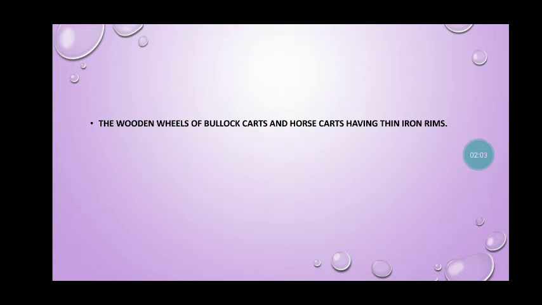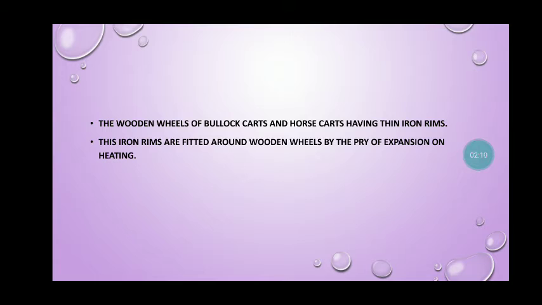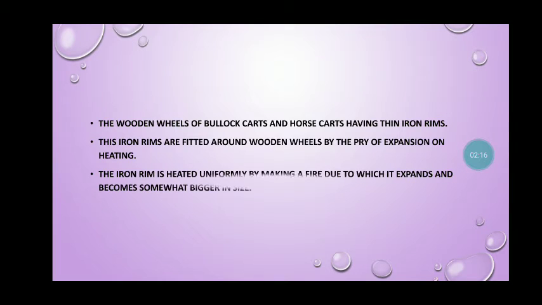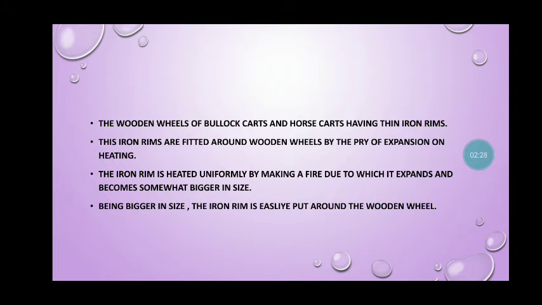Now come to the point. The wooden wheel of a bullock cart and horse cart has a thin iron rim. This rim is fitted around the wooden wheel by the principle of expansion on heating. So you have to heat it. The iron rim is heated uniformly by making a fire, due to which it expands and becomes somewhat bigger in size. Being bigger in size, the iron rim is easily put around the wooden wheel.